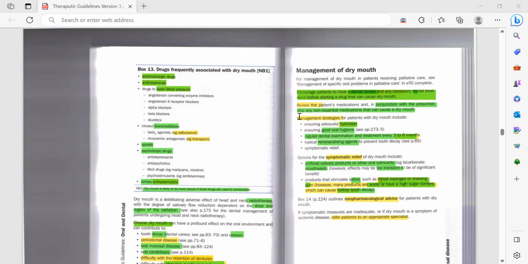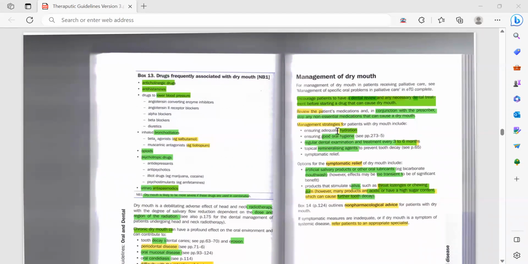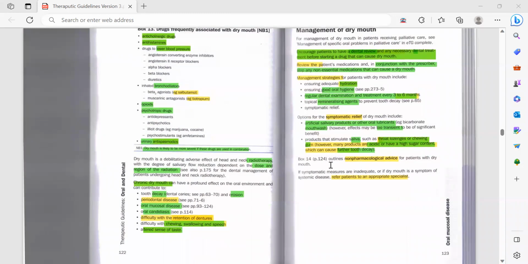Okay, so what are your management strategies? You need to make sure that your patient is drinking enough water, maintaining good oral hygiene, coming to you for a regular dental checkup every 3 to 6 months, and using remineralizing agents like fluoride and maybe CPP-ACP, because he has dry mouth. So this is an additional high risk factor.